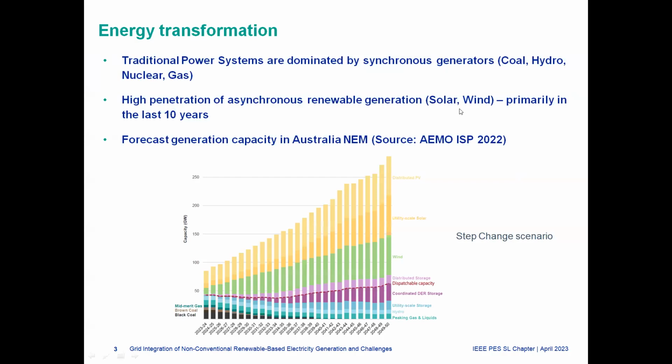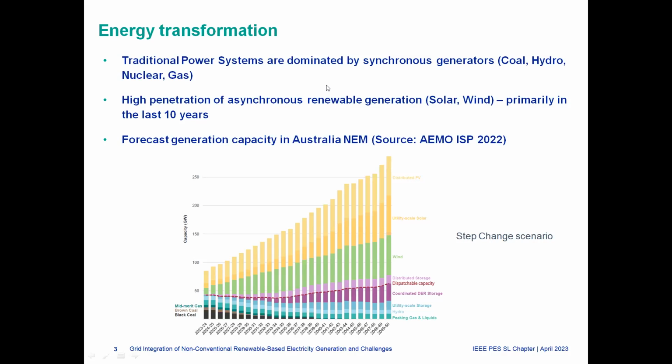So if I look at the energy transformation, we know that the traditional power system is dominated by synchronous generators, mainly coal, hydro, in some countries nuclear and gas. For example, in Sri Lanka, we have coal and then gas mostly and diesel. In Australia, very much similar. We have hydro as well in Sri Lanka. They are mostly synchronous machines. Then when we look at the solar farms and wind farms with time, especially in the last 10 years, there is a very high uptake of solar and wind farms.